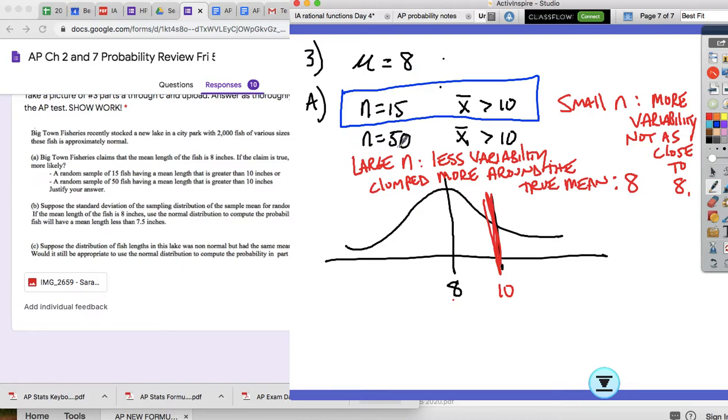When we have a large sample size, we would expect that our average would be closer to what it actually is, 8. So this is a more conceptual type problem. There's not really math to do necessarily. It's more logic, logicking your way through it.